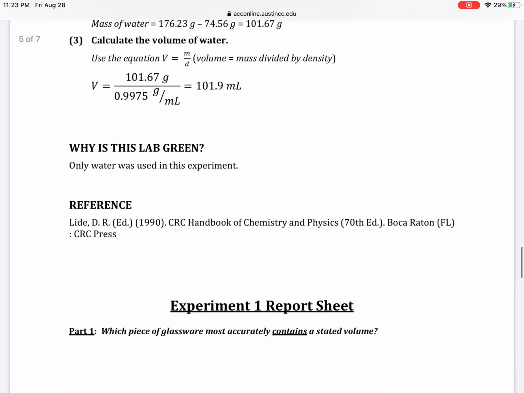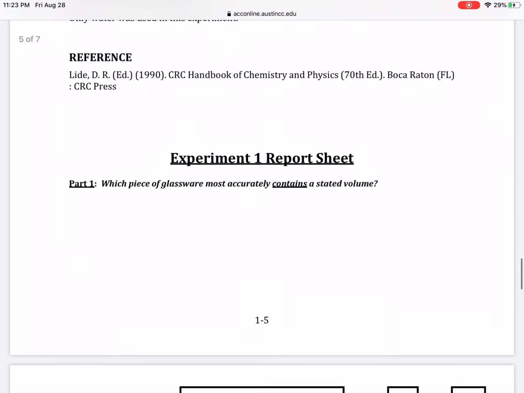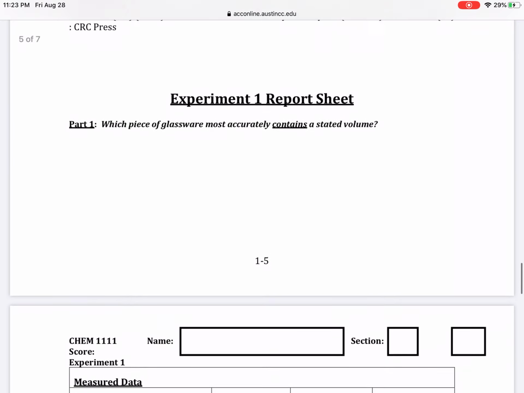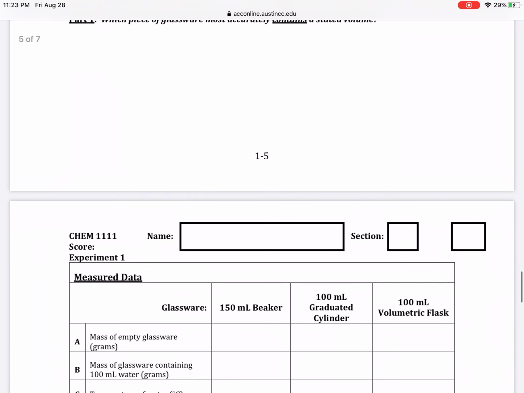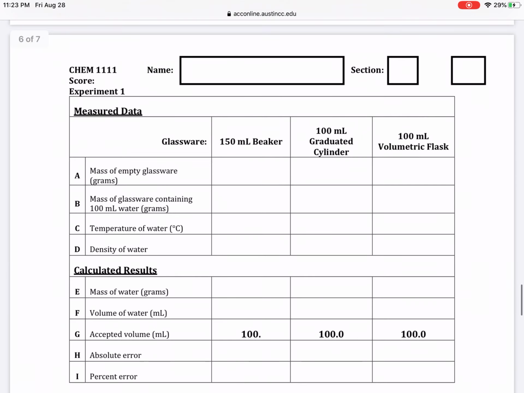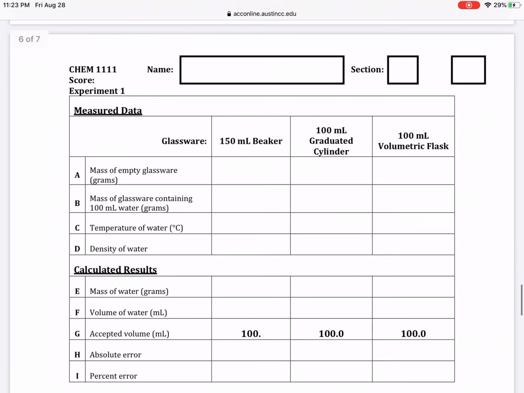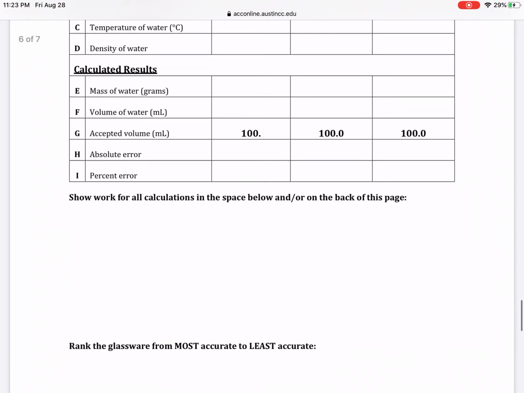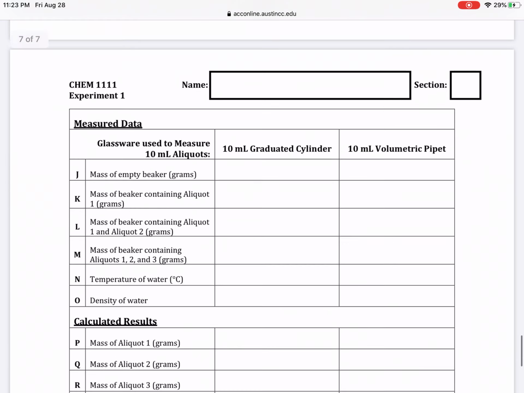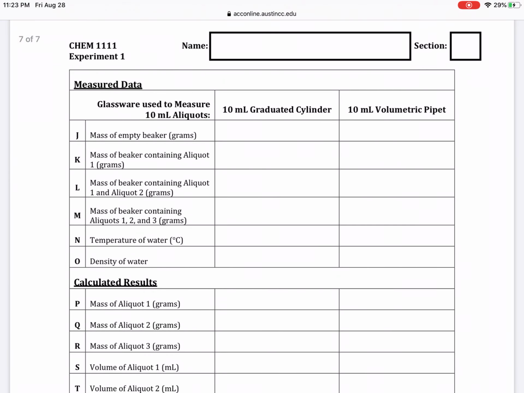Okay, and at the very end, you're going to see the experiment report sheet. So for your post-lab, this is what you're going to turn in, where you have to write down the data and do the calculations. So for your experiment 1, you're going to be turning in this page that you are looking at, and also the next page, as your report sheet.